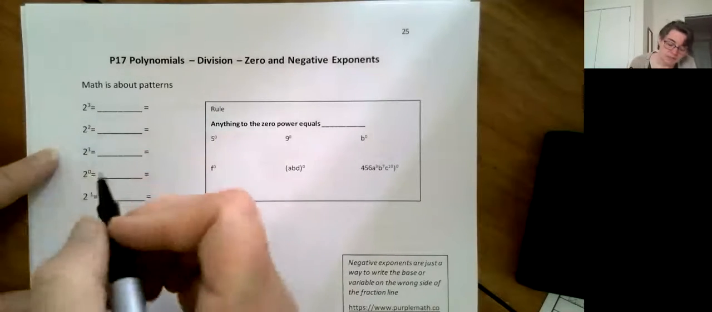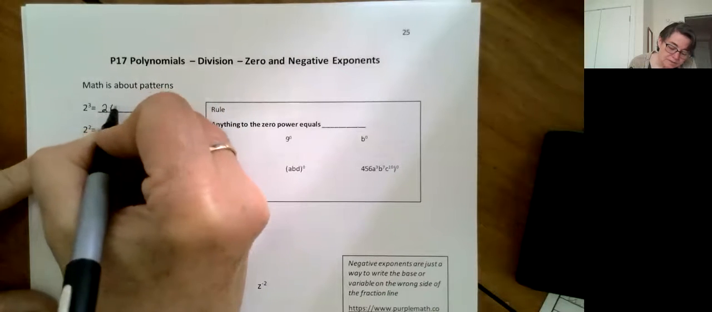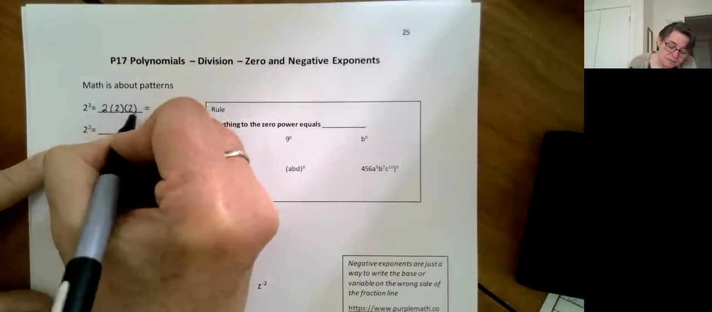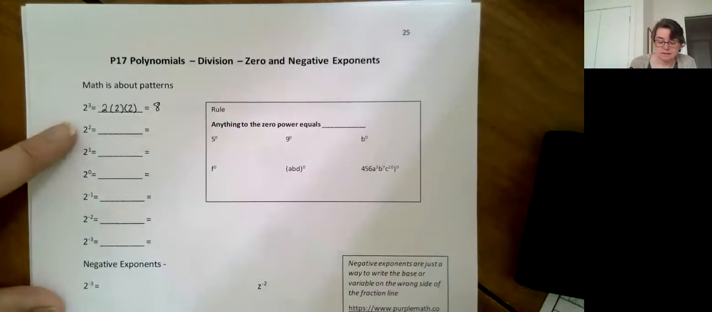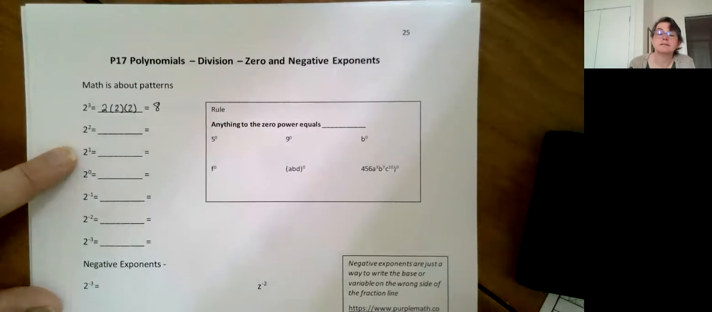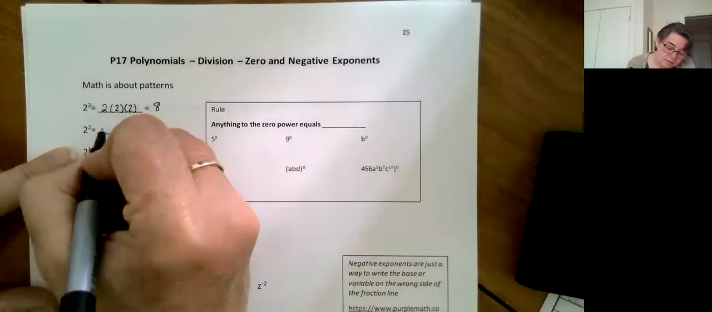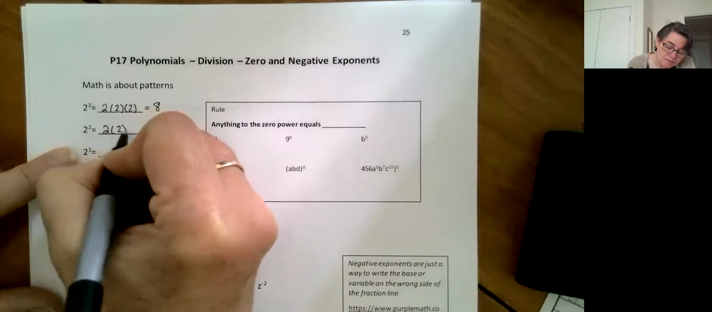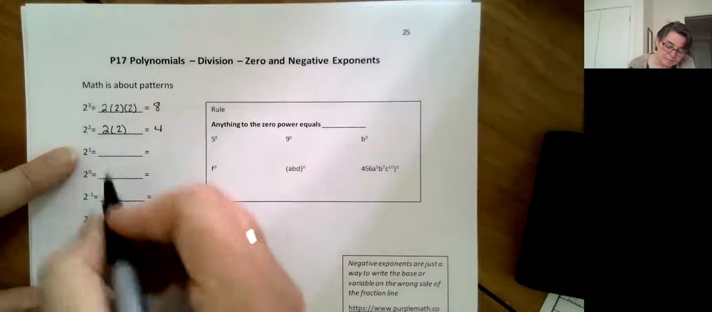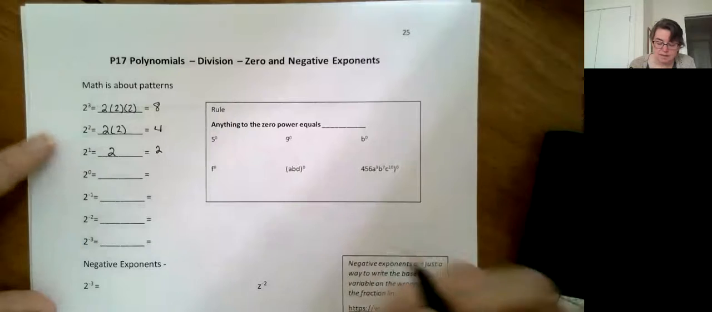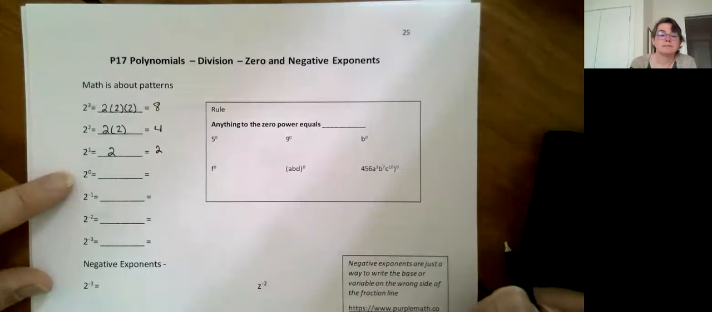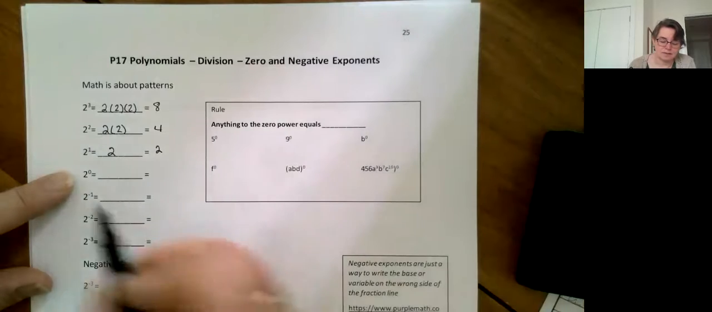So 2 to the third is 2 times 2 times 2, and that gives us 8. Do this one and this one, because those are easy. 2 squared is 2 times 2, which is 4. And 2 to the 1 is 2. Now it gets weird. What the heck does a zero exponent mean?